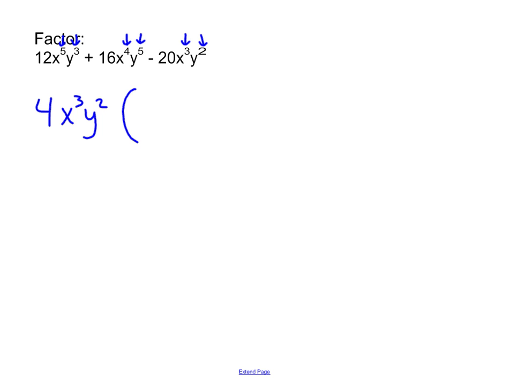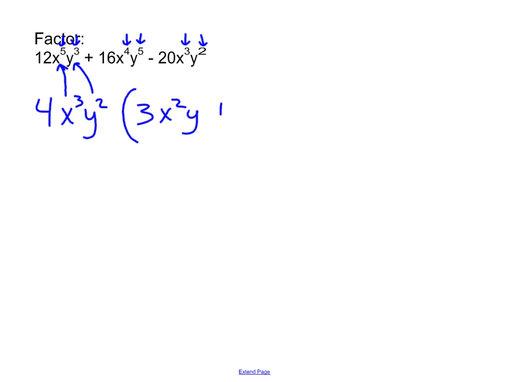So now I'll put parentheses, and I'm going to factor this out. So in my first term, 12 divided by 4 is 3. And then we have 5 x's, and I'm going to take out 3 of them. That leaves me with 2 x's left. And then I have 3 y's. I'm going to take out 2 of them. That leaves me with just 1 y left. So 3x squared y is my first term.